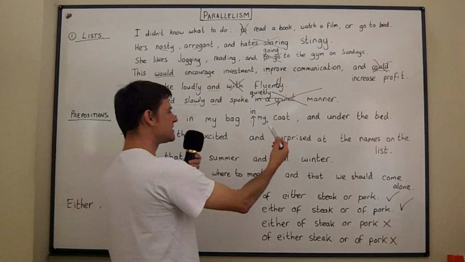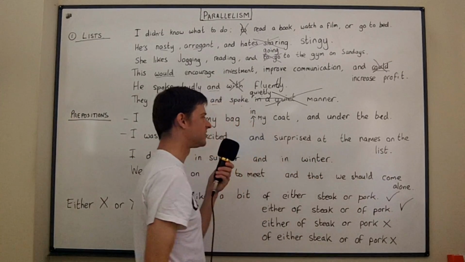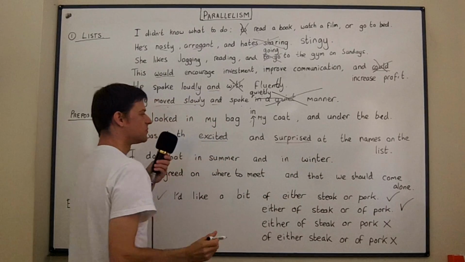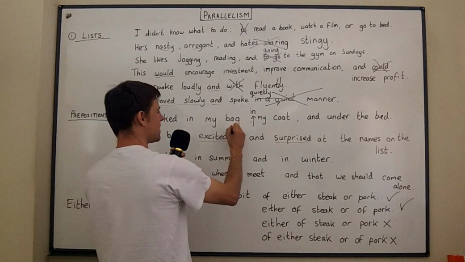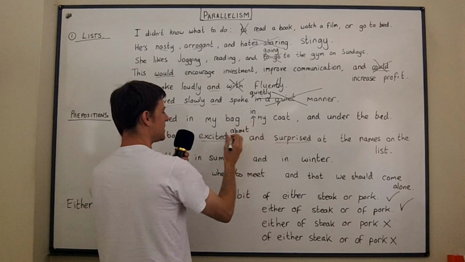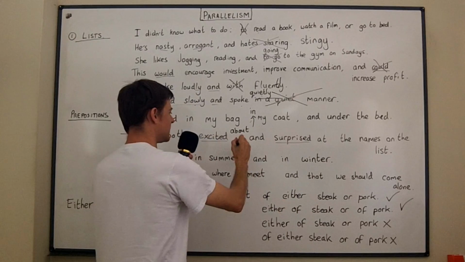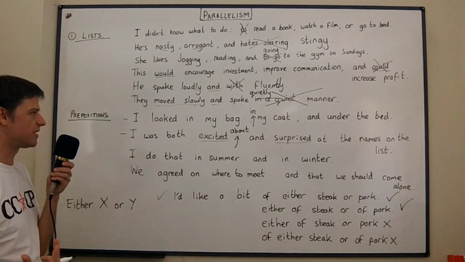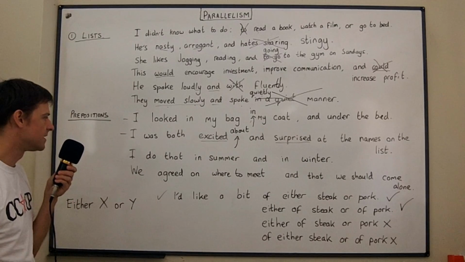And it's a similar mistake in number 2. "I was both excited and surprised at the names on the list." The problem is the two adjectives take different prepositions. We say "excited about," and so "excited at" doesn't make any sense. And so we do need to include that: "excited about and surprised at the names on the list."